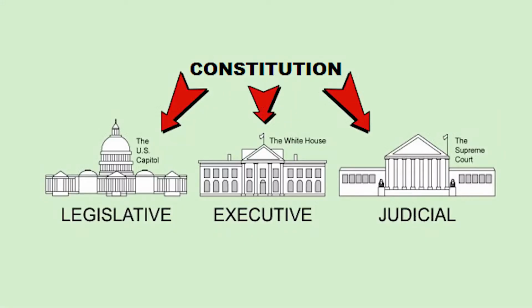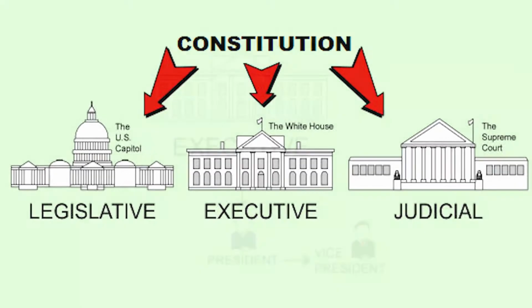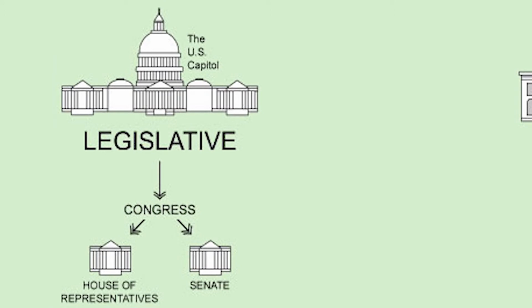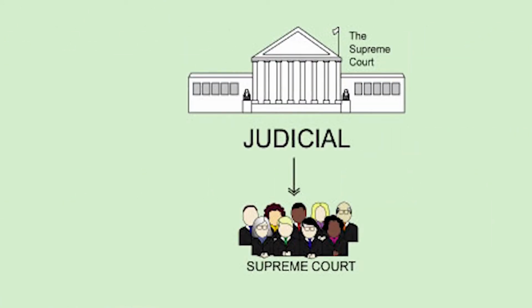The power was so divided and separated between the 3 branches of the government that none of the branches could gain superiority. The executive branch consisted of the President and the Vice President. The legislative branch consisted of both houses of the Congress, and the judicial branch had the Supreme Court.